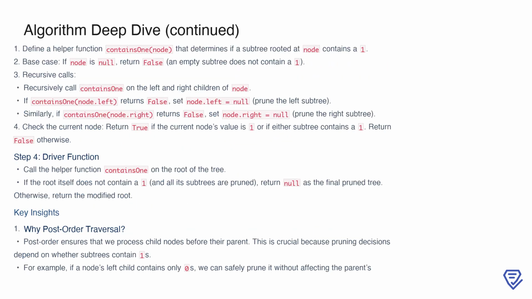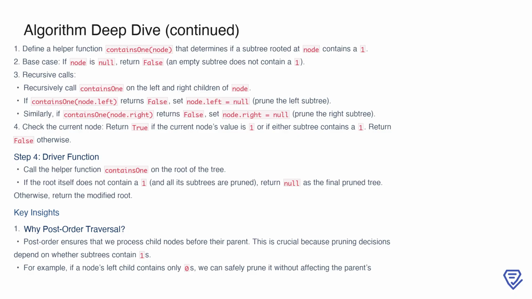To implement this, we define a helper function called contains1 that checks if a subtree rooted at a given node contains a 1. If the node is null, the function simply returns false, as an empty subtree does not contain any ones. For non-null nodes, we recursively call contains1 on the left and right children. If the left subtree does not contain a 1, we prune it by setting the left child to null, and similarly for the right child. Finally, the function checks the value of the current node and its subtrees. If any of these contain a 1, it returns true. Otherwise, it returns false. This way, the function ensures that only the necessary parts of the tree are retained.